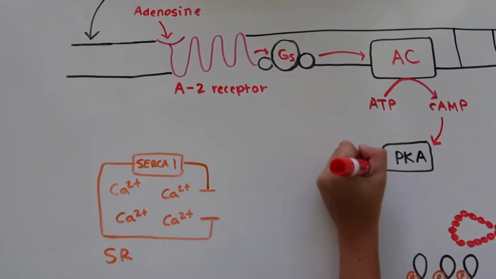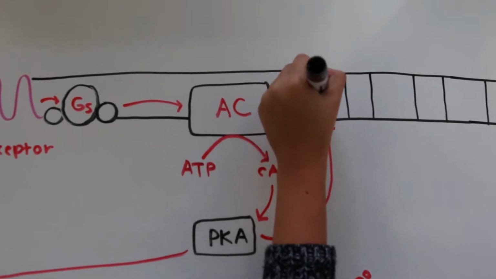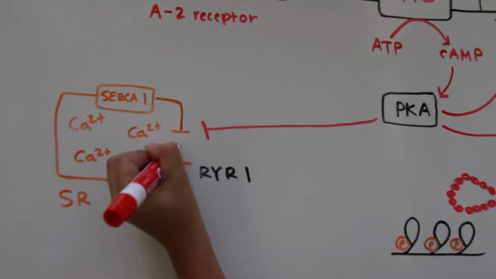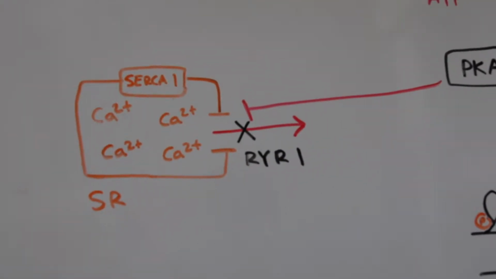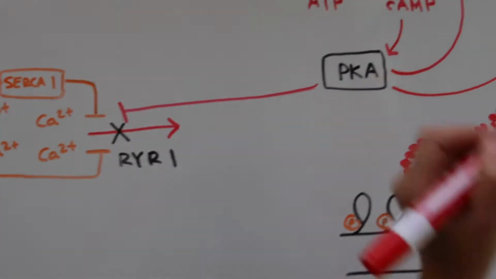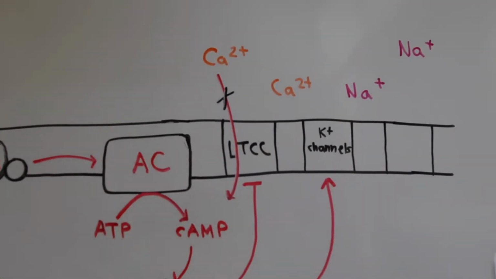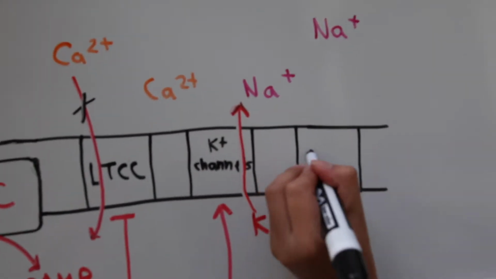PKA inhibits the ryanodine receptors on the sarcoplasmic reticulum and L-type calcium channels on the membrane, but activates the potassium channels. By inactivating RYR1, calcium is no longer able to flow from the sarcoplasmic reticulum to the cytosol. Inactivation of L-type calcium channels prevents the flow of calcium ions into the cell. Activating potassium channels allow potassium ions to flow out of the cell, causing a decrease in positive charge intracellularly.